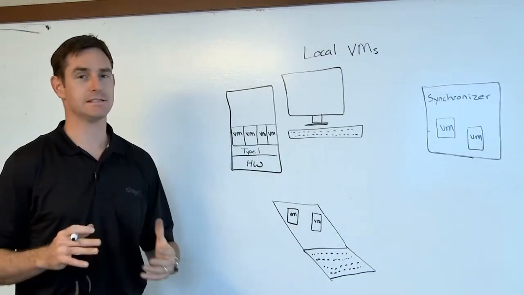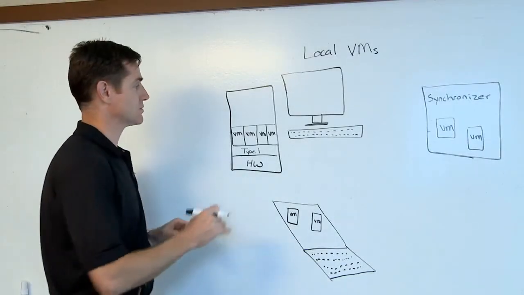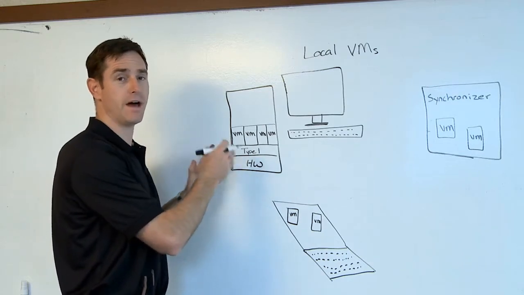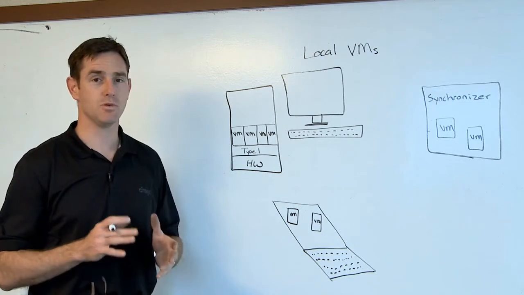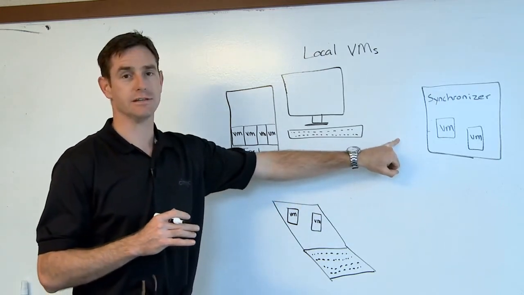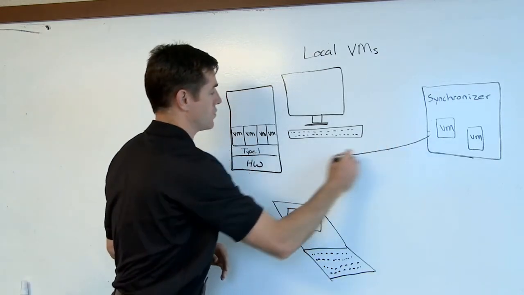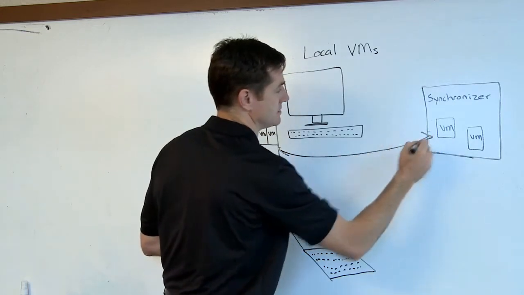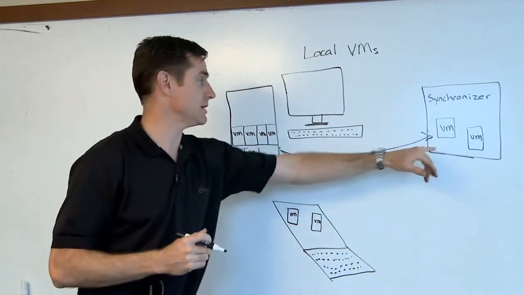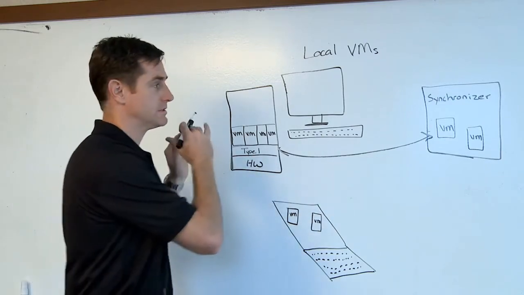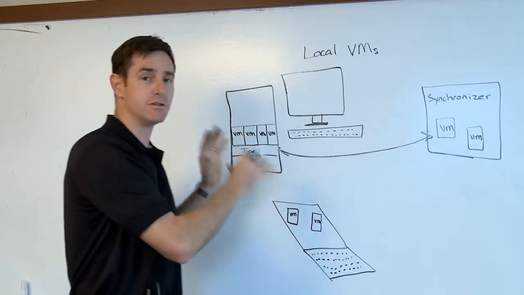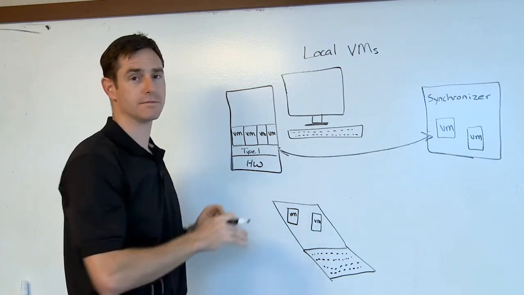Local VMs is a desktop virtualization type that allows you to run the VMs on the endpoint device, whether online or offline. Within XenDesktop, you also get this technology of the synchronizer. The synchronizer allows for bidirectional replication of the VMs. So the VMs can be delivered from the synchronizer and can also synchronize back into the data center so that you have a backup of the VM along the way.